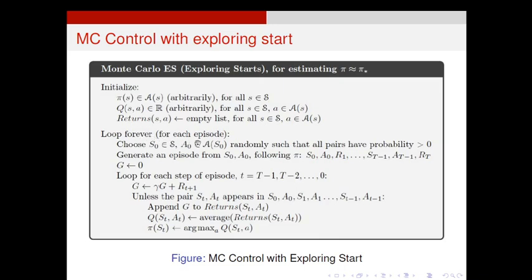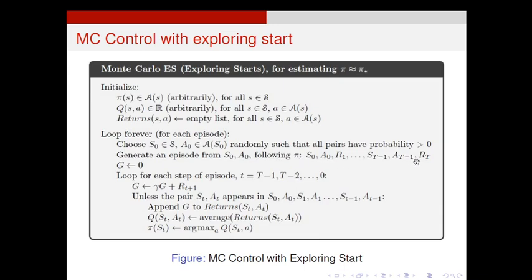Then loop forever for each episode. We are going to repeat some operations on all possible episodes. Choose S0 element of S and A0 element of A of S0 randomly. See, that is the idea. We randomly select state and action such that all pairs have probability greater than 0. That means all these actions and states can be taken into consideration. Positive probability means there is a positive chance to choose all these actions and states. That ensures exploration. Generate an episode from S0, A0 following pi: S0, A0, R1, and so on.